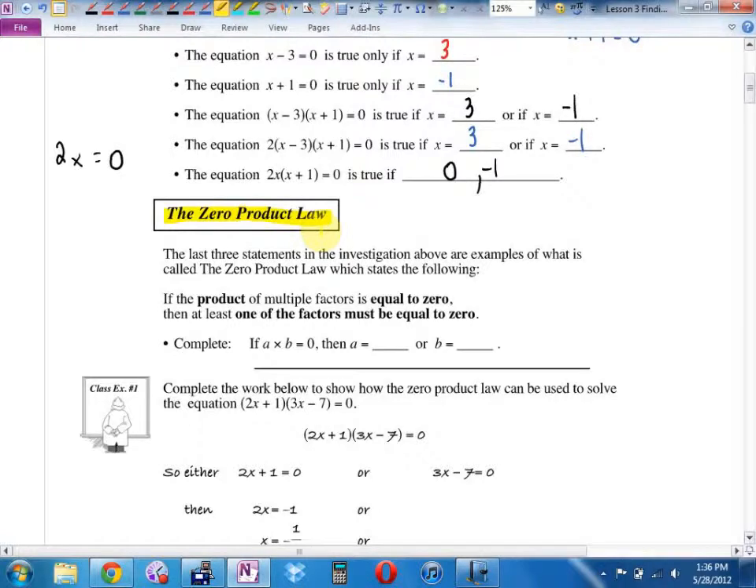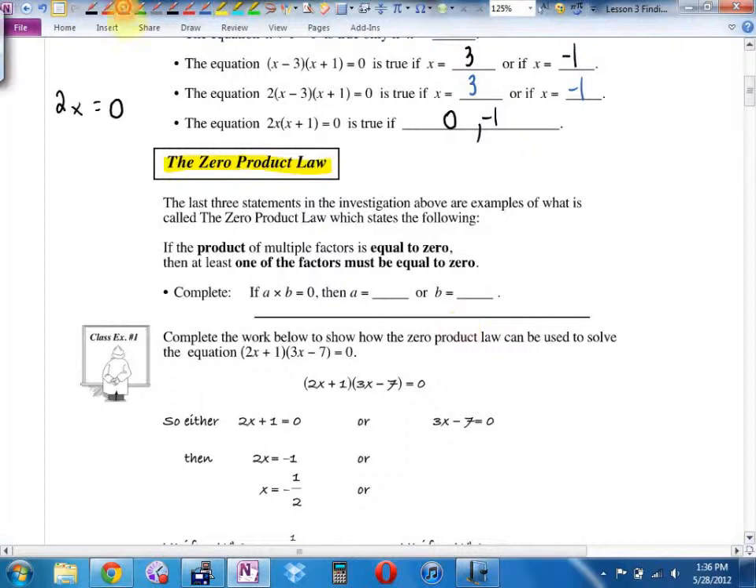The last 3 statements in the investigation above are what's called the zero product law, which states the following. If you have the product of multiple factors and it's equal to 0, then at least one of the factors must be equal to 0, or both, but at least one of them. In shorthand notation, it says this. If A times B equals 0, then either A equals 0 or B equals 0.